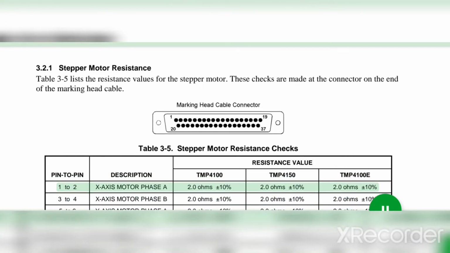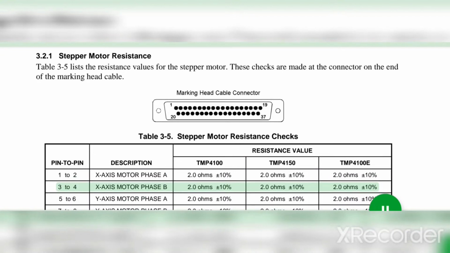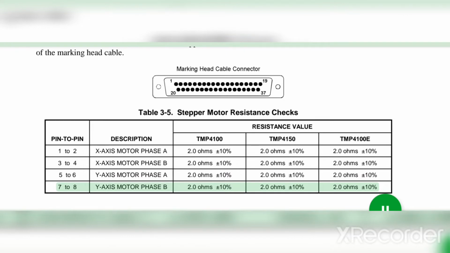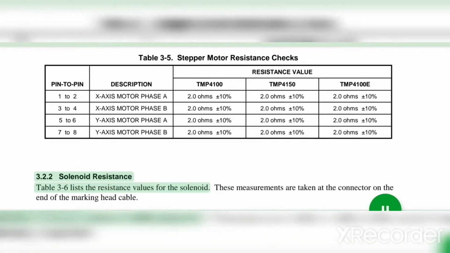1-2 X-axis motor phase A, 2.0 ohms plus or minus 10%, 2.0 ohms plus or minus 10%, 2.0 ohms plus or minus 10%. 3-4 X-axis motor phase B, 2.0 ohms plus or minus 10%, 2.0 ohms plus or minus 10%, 2.0 ohms plus or minus 10%. 5-6 Y-axis motor phase A, 2.0 ohms plus or minus 10%, 2.0 ohms plus or minus 10%, 2.0 ohms plus or minus 10%. 7-8 Y-axis motor phase B, 2.0 ohms plus or minus 10%, 2.0 ohms plus or minus 10%, 2.0 ohms plus or minus 10%.